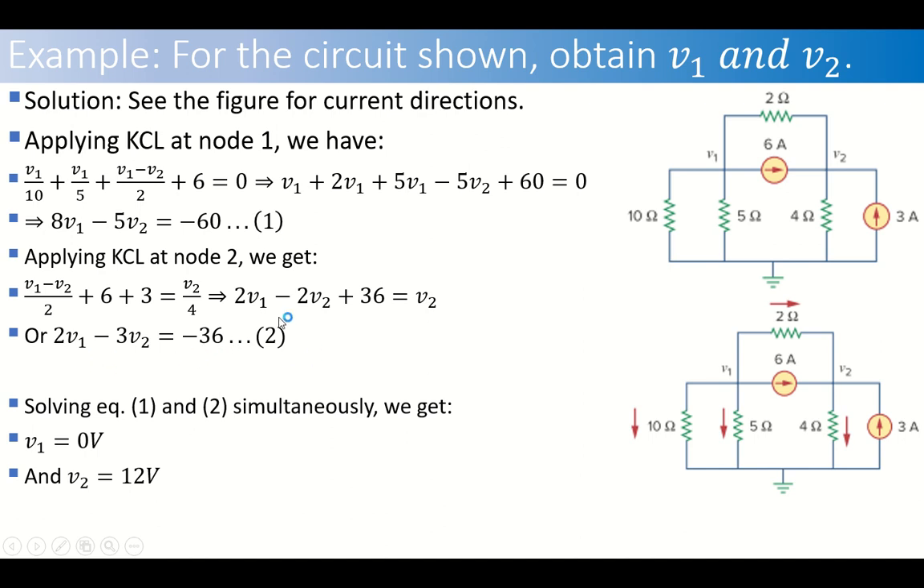Now we have equations 1 and 2 in two variables, so we can solve these equations simultaneously. We get V1 is 0 and V2 is equal to 12 volts. So now, using this technique, we can simplify this circuit. You can see that V1 is 0, so this means that there will be no current in the 10 ohm and 5 ohm resistance.